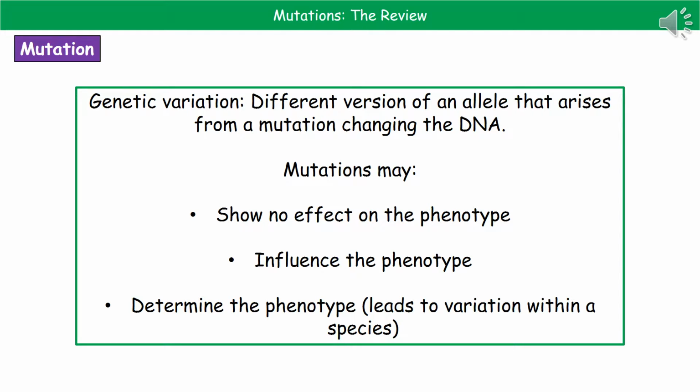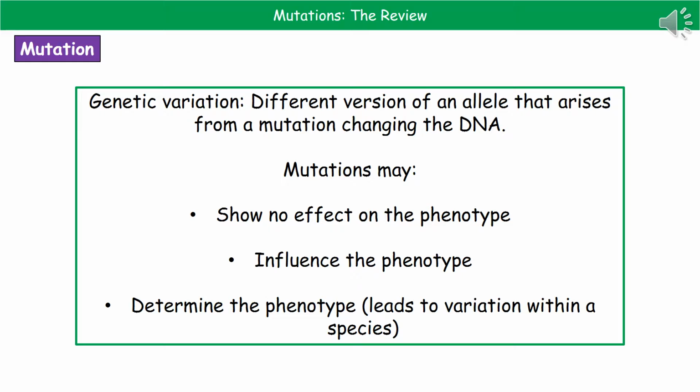Now, what we actually see as a result of these mutations is that we can get genetic variation. When that mutation has taken place within the DNA, it's actually created a different version of an allele. So that then leads to greater variation within a population.